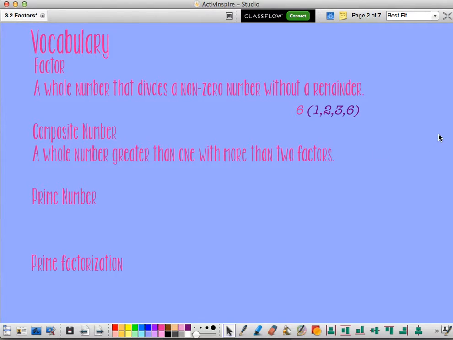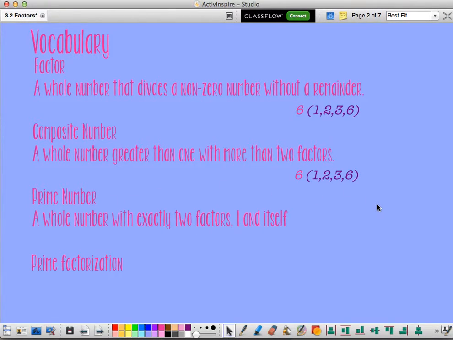A composite number is a whole number greater than 1 with more than 2 factors. So every number has 2 factors, 1 and itself. A composite number has more than just 1 and itself. So 6 would be a good example of a composite number. It can be divided by 1, 6, and 2 and 3.